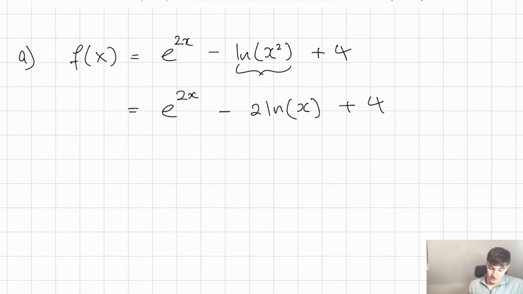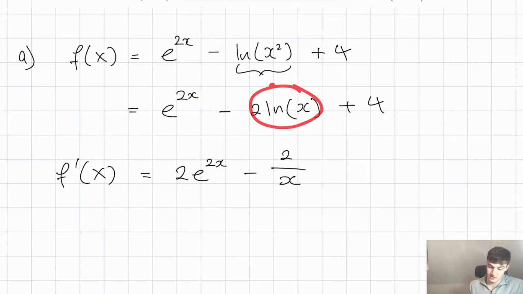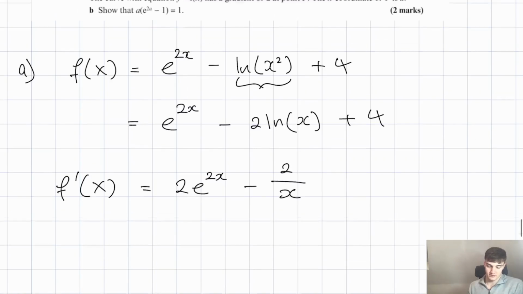Okay, so now let's differentiate. We're going to get f dash of x is 2e to the 2x minus 2 over x, and the 4 goes to nothing. So it was much easier to just turn this ln of x squared into 2 ln x. Okay, so that's part A done.